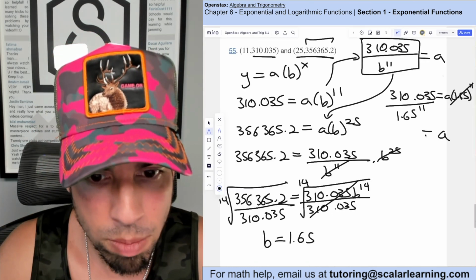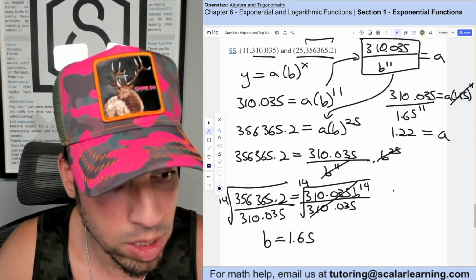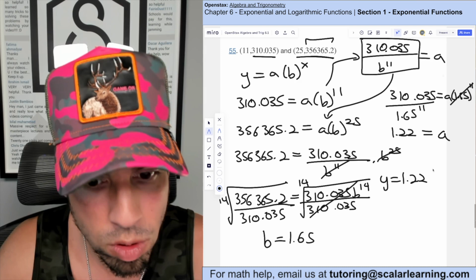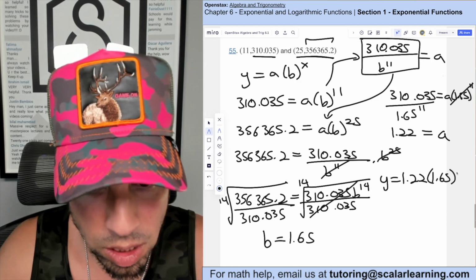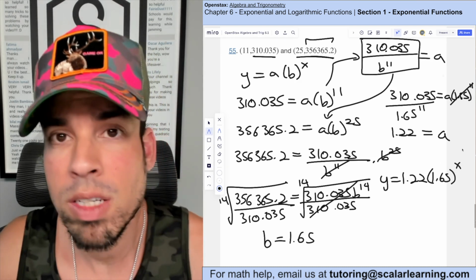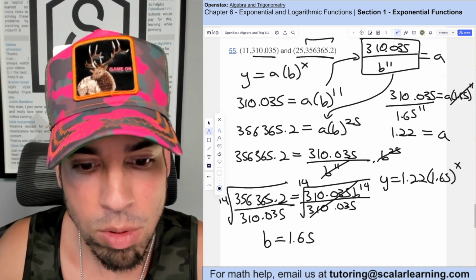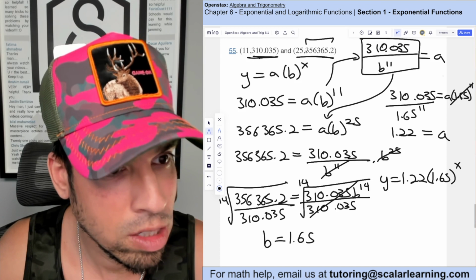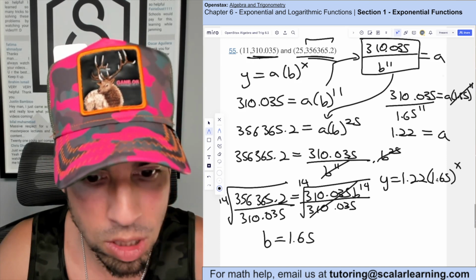So a is approximately 1.22, which means now for our final answer, we can say y equals a, which is 1.22, times b, which is 1.65 to the x power. Now, the reason why I said we can verify this is now we got a nice exponential equation. When you plug in 11, we should get this number. When you plug in 25, we should get this number. So let's do that quickly.